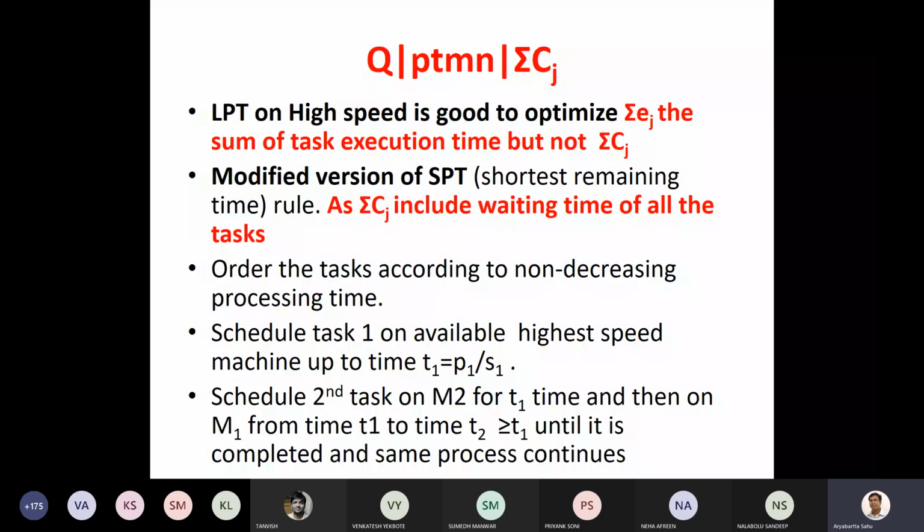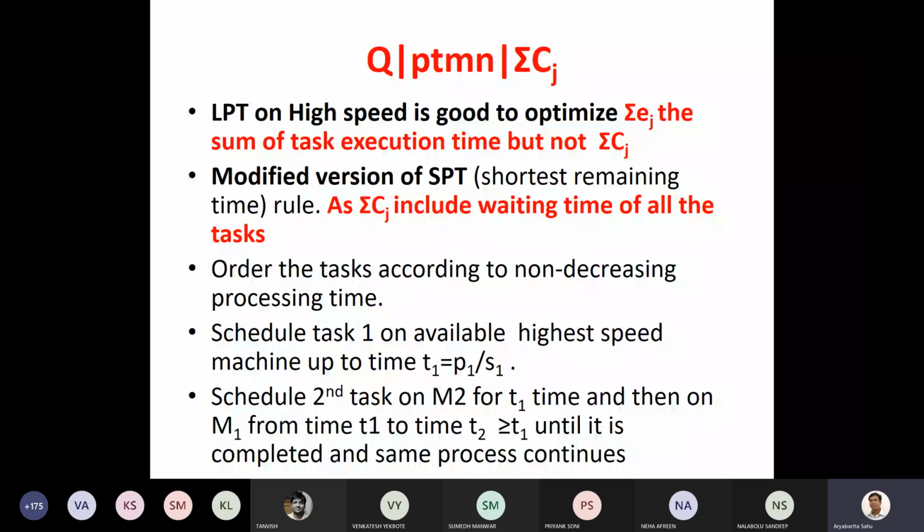Many times we have uniform processor systems, and we want to minimize the waiting time. They use this approach. So what is the approach? LPT on high speed is good to optimize the sum of all execution times, but not the summation of CJ. So for summation of completion time, it is a modified version of the rule, the modified version of SPT.